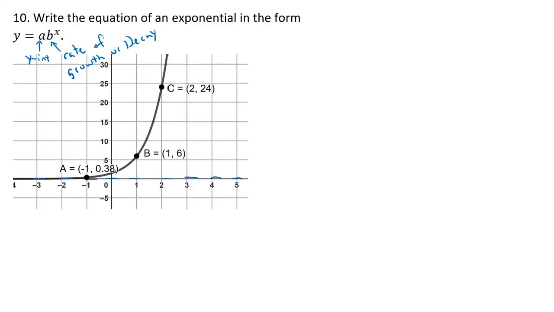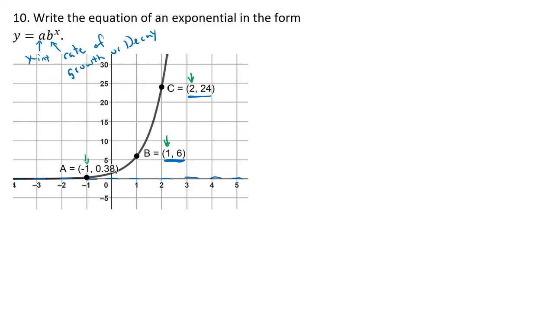I'm looking for two coordinates that are next to each other. That would be B and C. And I know they're next to each other because the x is 1 and then the x is 2. Notice point A is at -1. The next point over would be 0 something. We don't have that. That's why I'm not going to use A for this. I'm going to use B and C.